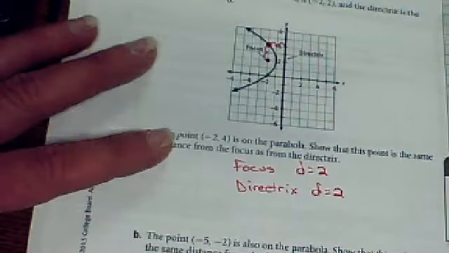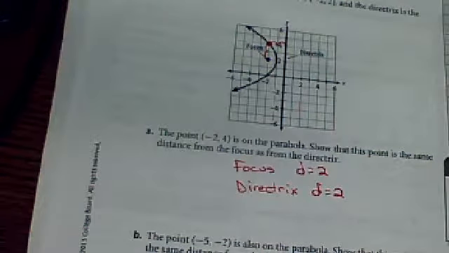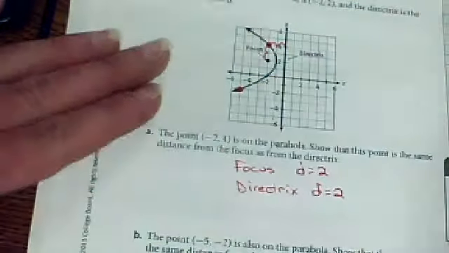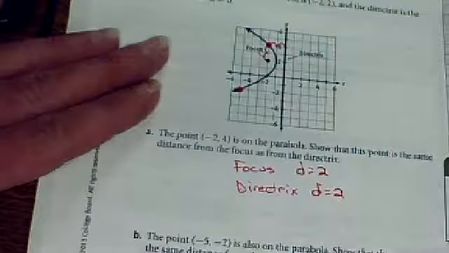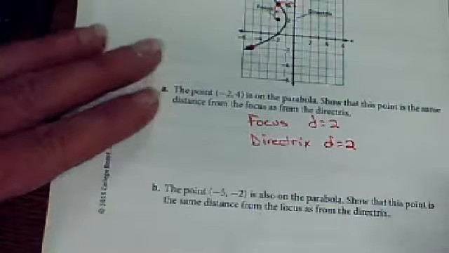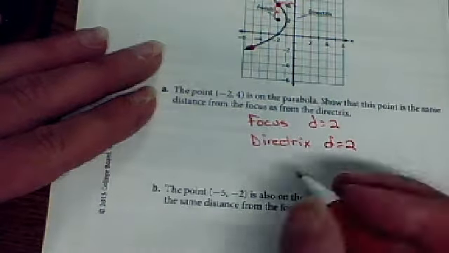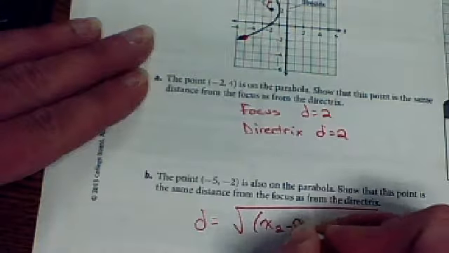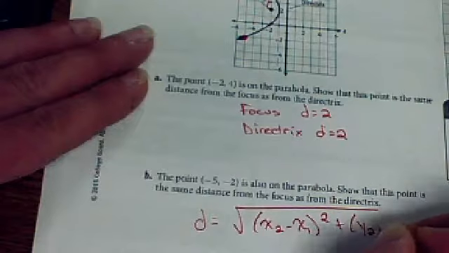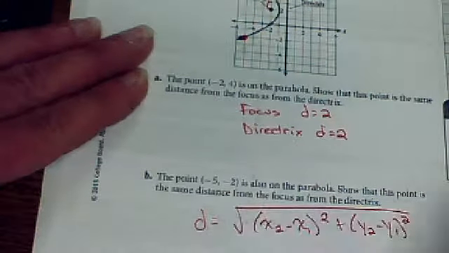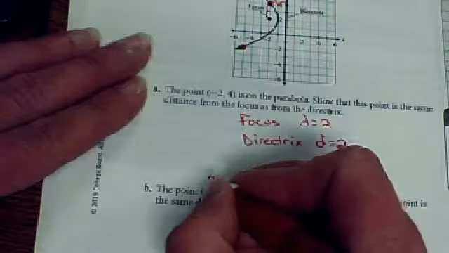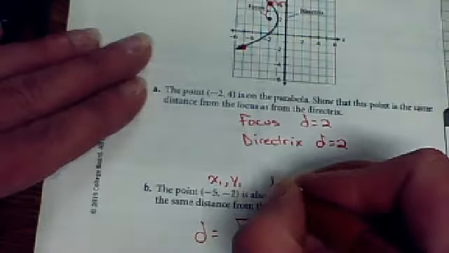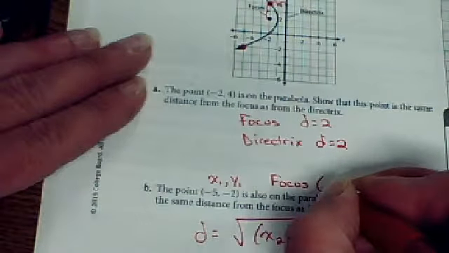What about (-5, -2)? So here's the point (-5, -2). That one's not so easy for finding the distance. Now we can use the distance formula. The distance formula is the square root of (x2 minus x1) squared plus (y2 minus y1) squared. Remember, we've got this point. Let that be (x1, y1). And then we have our focus. The focus was that point, (-2, 2).